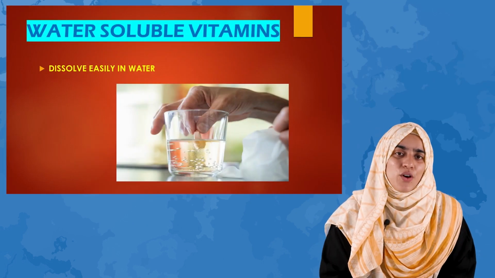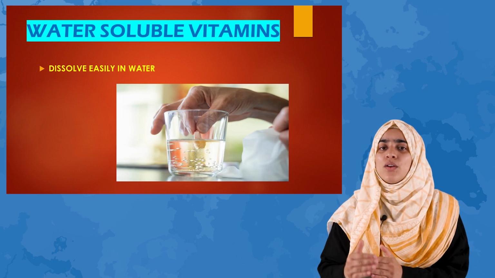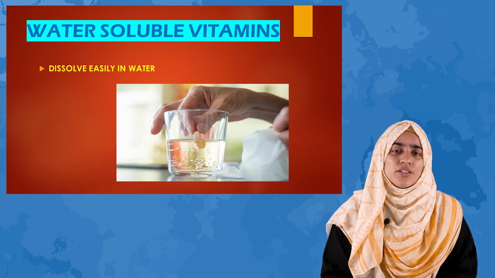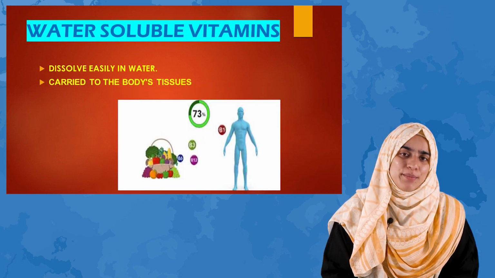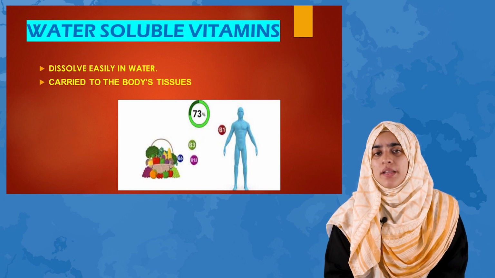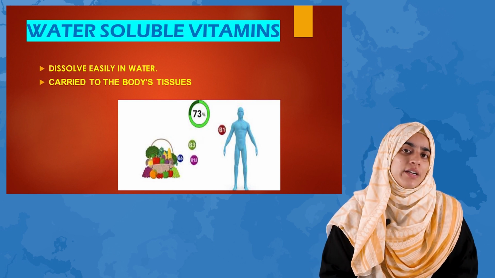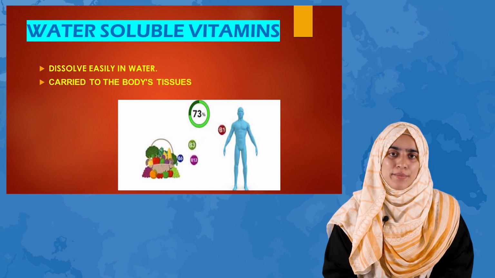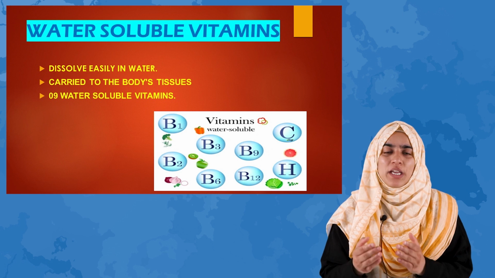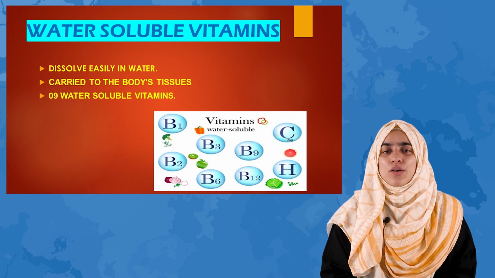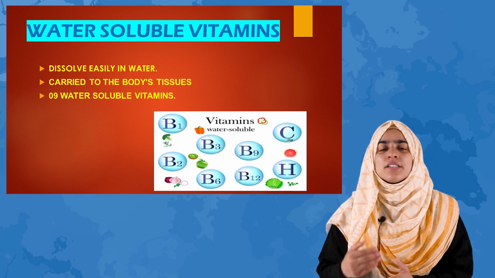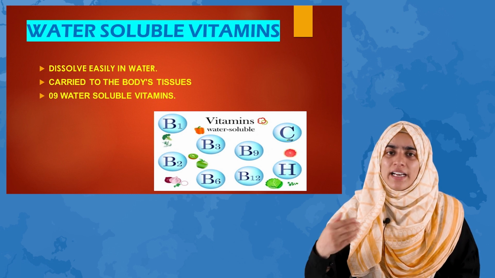These vitamins dissolve in water easily and get readily excreted from the body. These water-soluble vitamins are carried to the body's tissues, but they are not stored in the body like the fat-soluble vitamins. There are 9 water-soluble vitamins, which include vitamin C and the vitamin B group. That means vitamin B1, B2, B6, B7, B12, and like that.